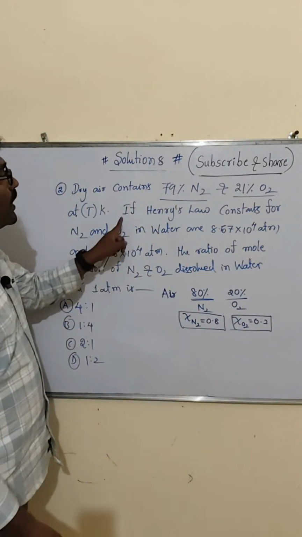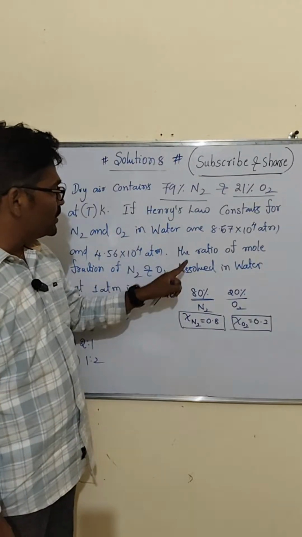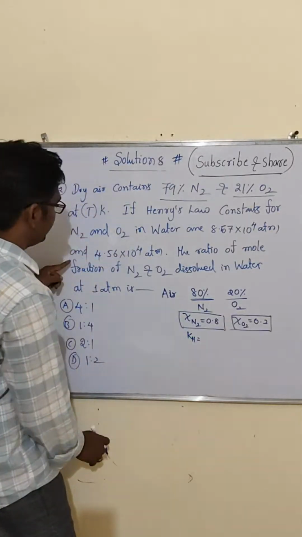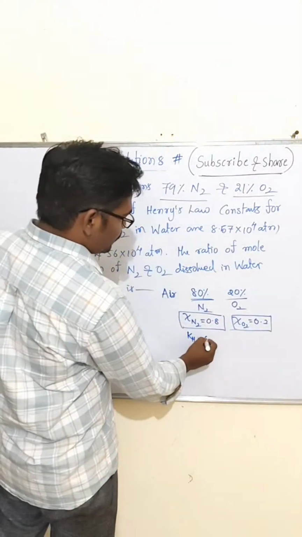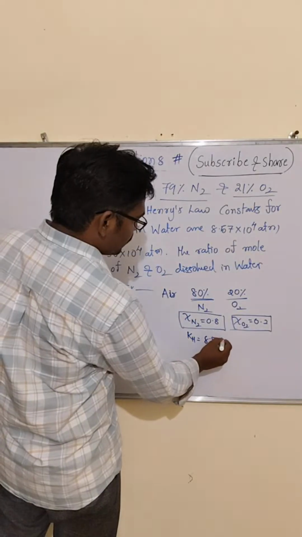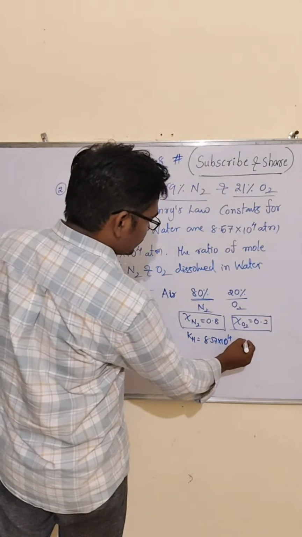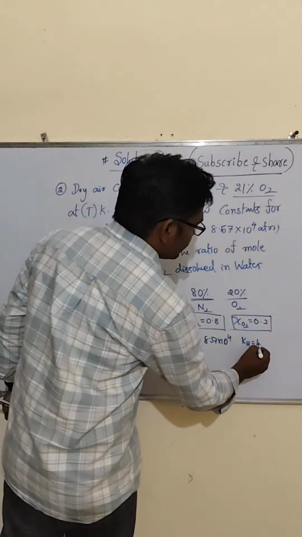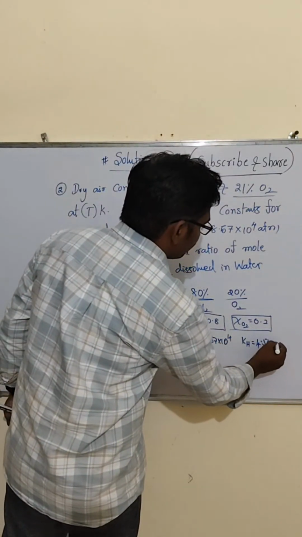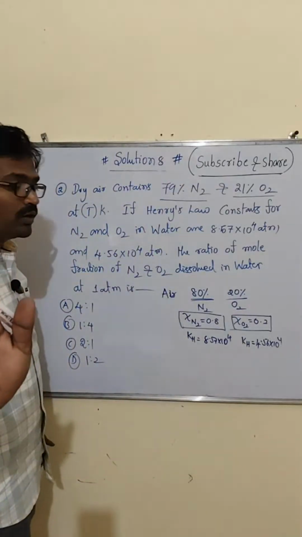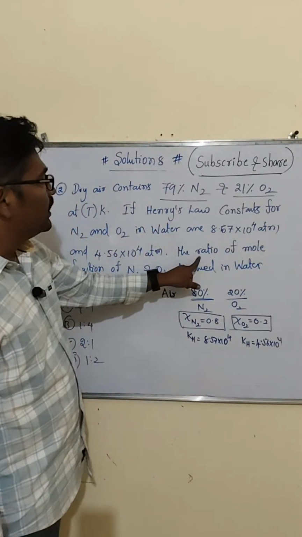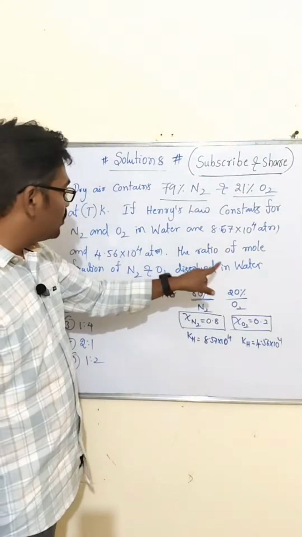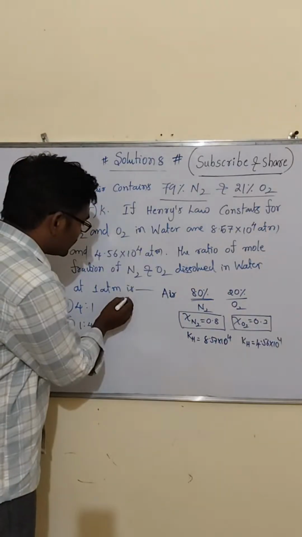So now the Henry's law constants are mentioned for both. The KH for N2 is 8.57 into 10 to the power of 4, and for O2 the KH value is 4.56 into 10 to the power of 4, right? Both KH values we got. Then next, the ratio of mole fractions of N2 and O2 dissolved in water at 1 atmospheric pressure is required.